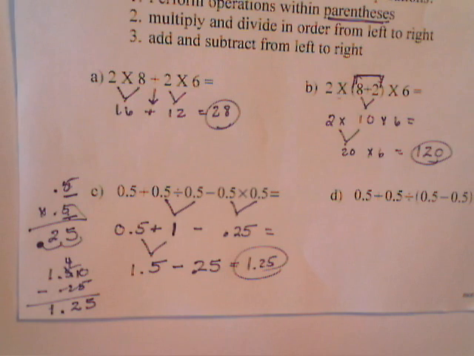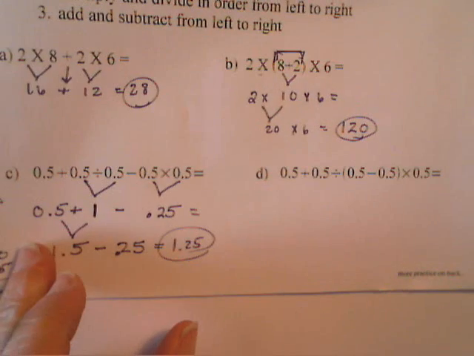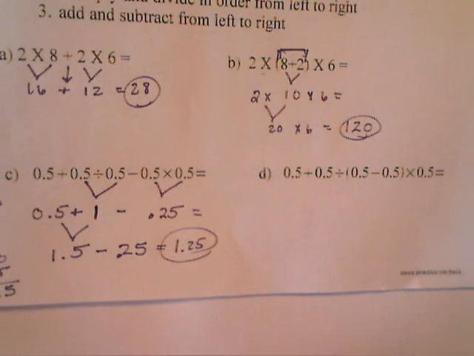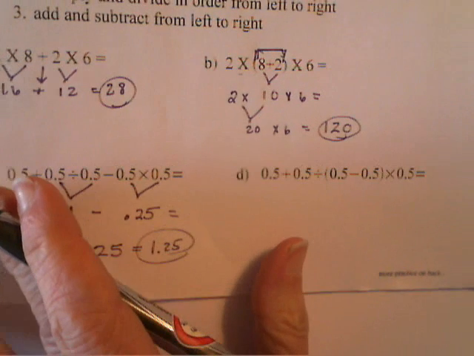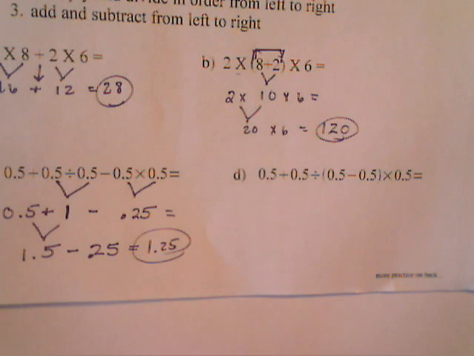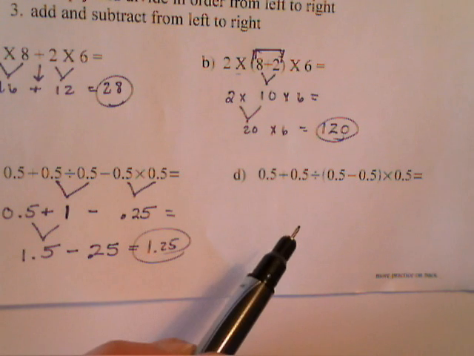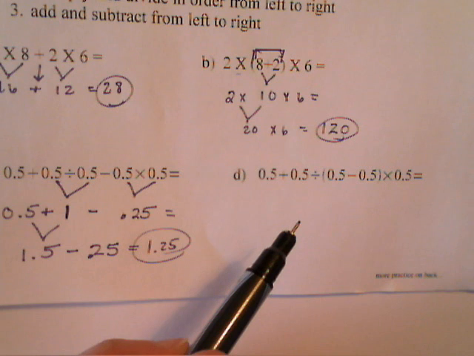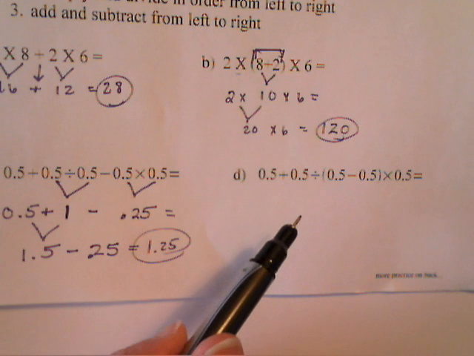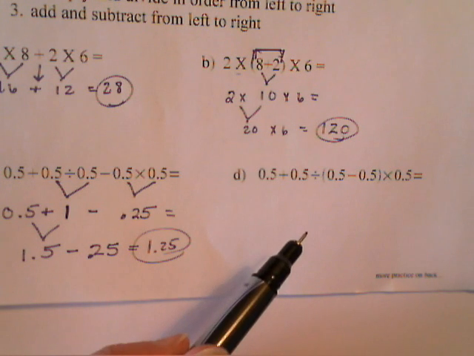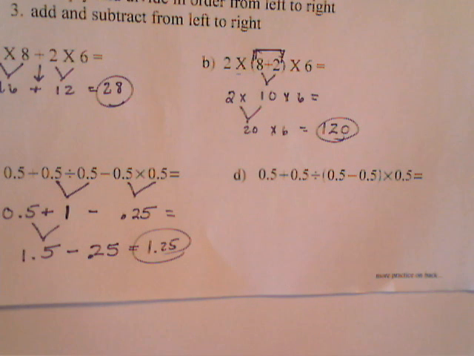Now on problem D, I have the same 0.5s and pluses and minuses and divided bys and multiplications, but now I have some parentheses that are going to change the order that I do things in. So turn off the video right now and try to work this one out. And I'll tell you now that it's got a trick in it, so really pay attention to what you're doing. Work it out, get an answer, and then turn the video back on and we'll do it together.